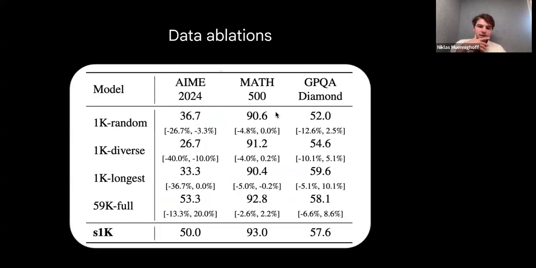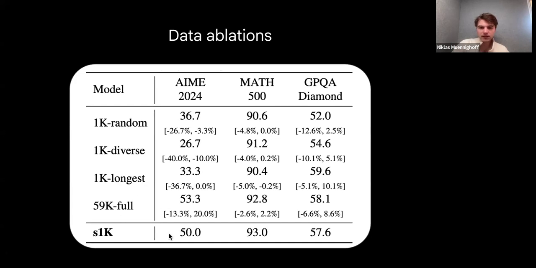Great. We did some data ablations too. As mentioned earlier, we had those three filters: quality, difficulty, and diversity. We checked how performance changes if we only use one of these filters. For example, the 1000 random is where we did the quality filters and then just took 1000 random ones. 1000 diverse, the third row here, is where we only use the diversity filter. And 1000 longest is where we only take the most difficult ones, and length is our proxy for difficulty. If the reasoning trace is very long, then it's probably a hard problem.